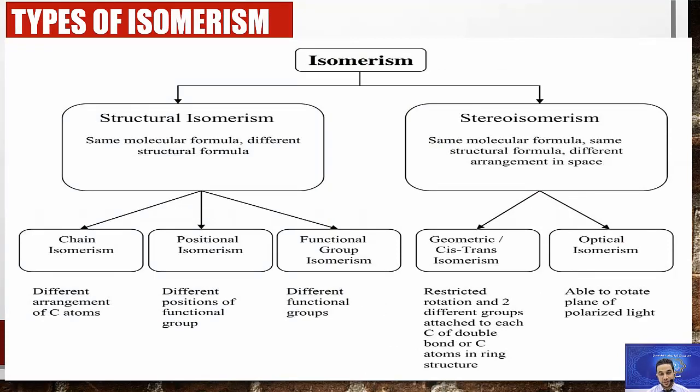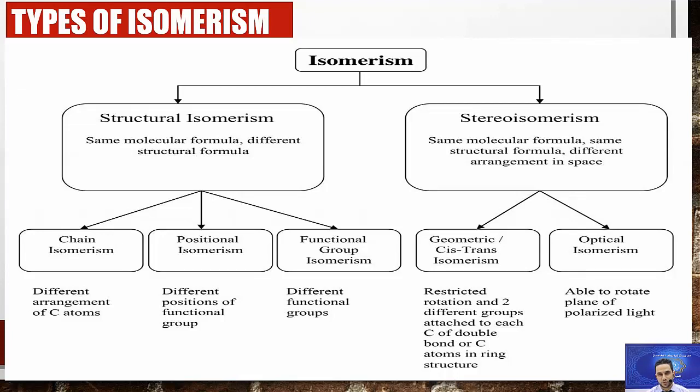After that, the second part is about isomerism. We have two general types of isomerism: structural isomerism and stereoisomerism. Firstly, what is isomerism? Isomers are different compounds that have the same molecular formula but different structural formula. This is structural isomerism. But in stereoisomerism, they have the same molecular and structural formula but a different arrangement in space.